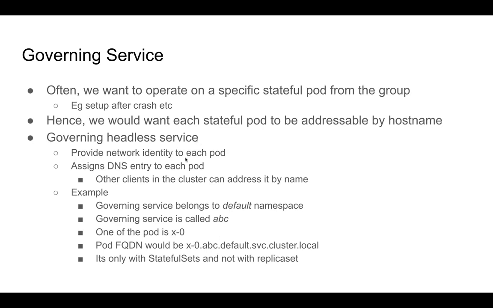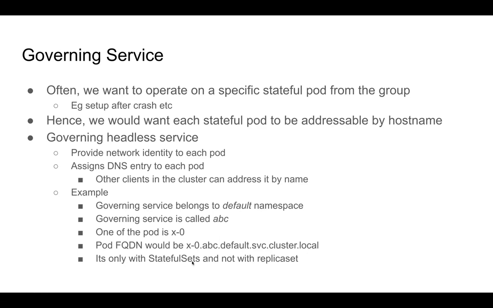It provides a network identity to each pod and assigns a DNS entry to each pod. Other clients in the cluster can address it by name. For example, let's say our governing service belongs to the default namespace. We have discussed namespaces in one of the previous videos. If you don't know namespaces, I recommend you go and watch that video. And our governing service is called ABC, and one of the pods is X-0. X is the stateful set name. So the pod's fully qualified domain name will be X-0, which is the pod name, ABC is the governing service name, default is the namespace, and svc.cluster.local.